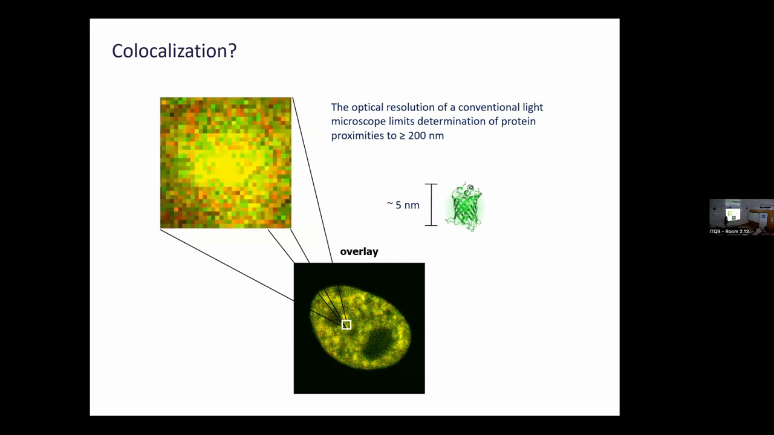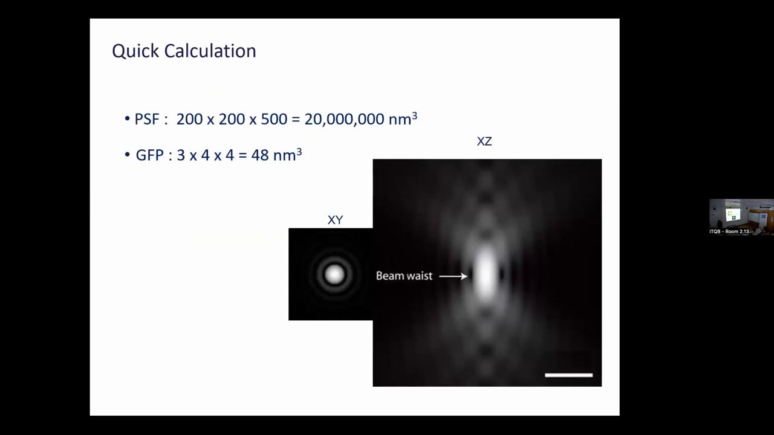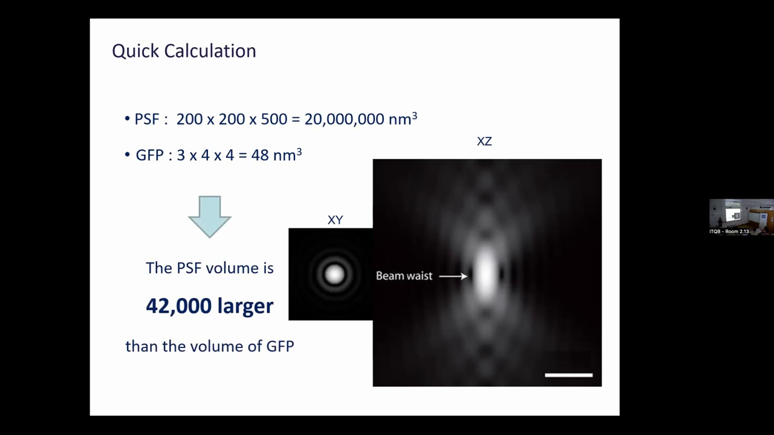The size of the fluorescent proteins, GFP, is 5 by 4 by 3, if I'm not mistaken, 3 by 4 by 4 nanometers. And so the smallest thing that you can image on the microscope, your point spread function, even on a confocal microscope, if we do some quick calculations, is big enough to correspond to a volume where at least 42,000 GFP fluorescent proteins can fit. So we don't really have the resolution with co-localization to see if two things are interacting. It's the size of a football stadium.